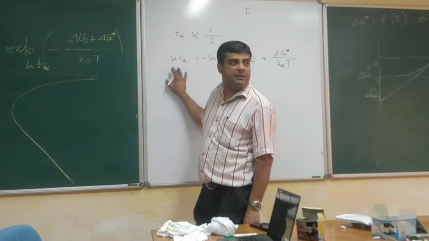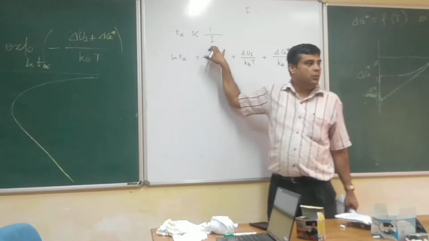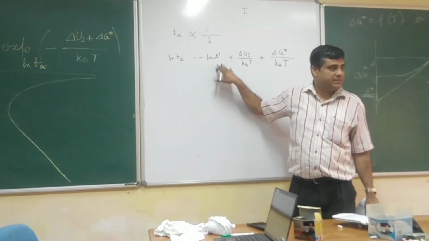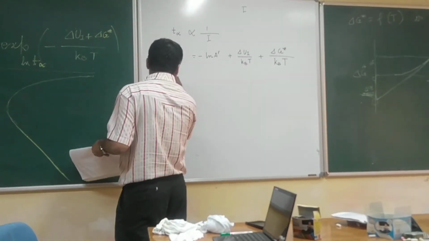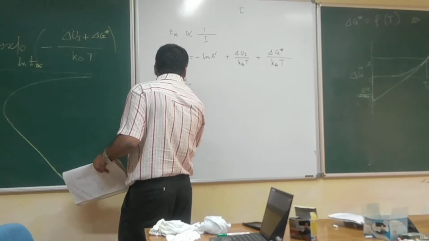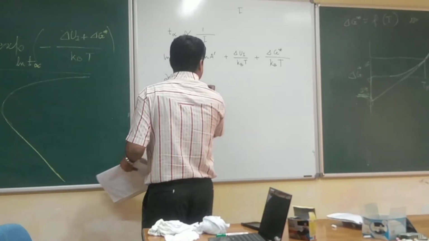ln t alpha will be inversely proportional to ln I. So some constant minus of that, and this one. So if you take a derivative with respect to 1 over T, the reciprocal temperature, then what will it be?